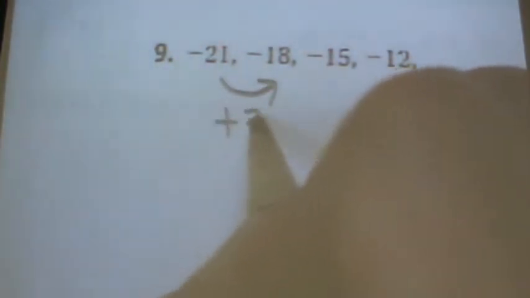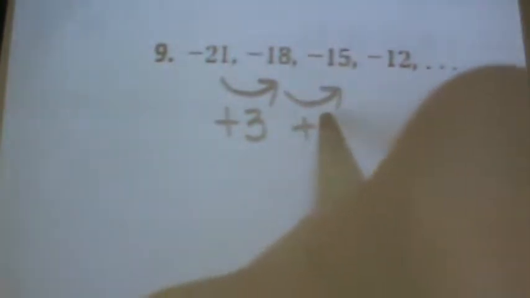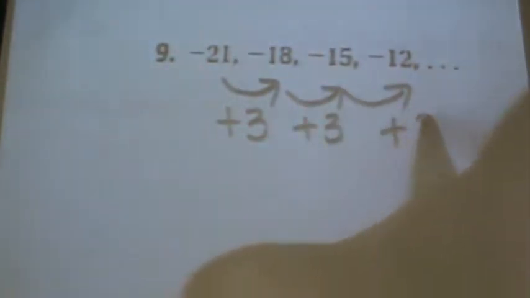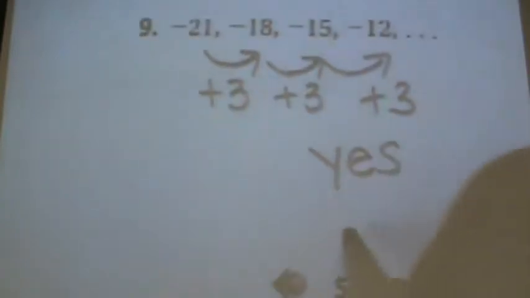How about the next one? How do you go from negative 21 to negative 18? Are these all adding 3? Yeah. So yes. What's your common difference? 3.